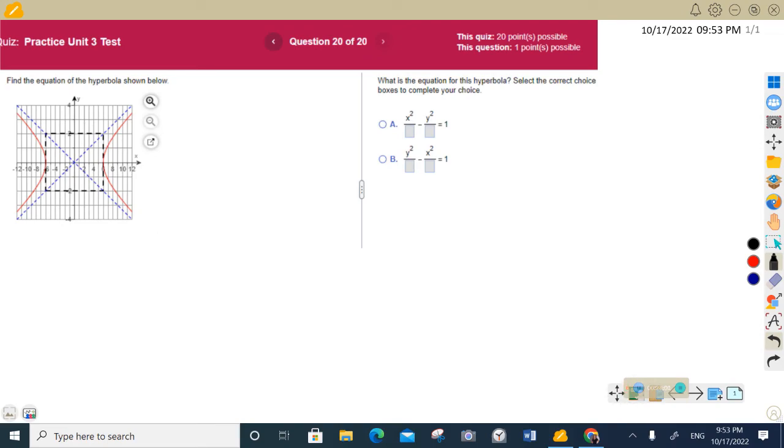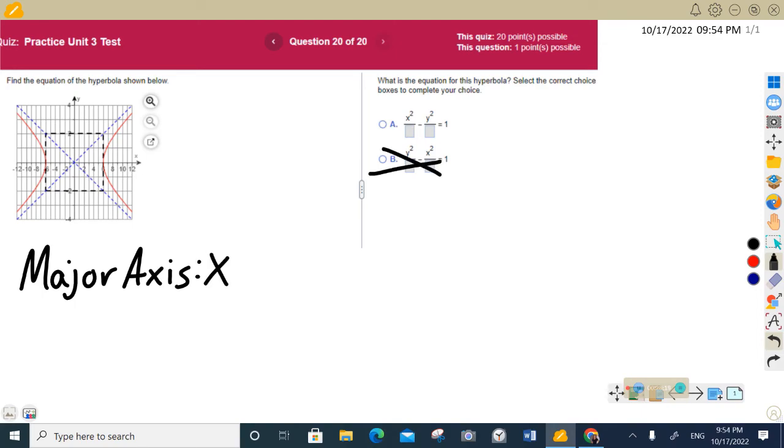All right, last problem, number 20. It says find the equation of the hyperbola. So first you want to find out who's the major axis. What direction is the hyperbola going? It's going left to right, so the major axis is x. So immediately we know we're not choosing b, because your positive variable is your major axis.